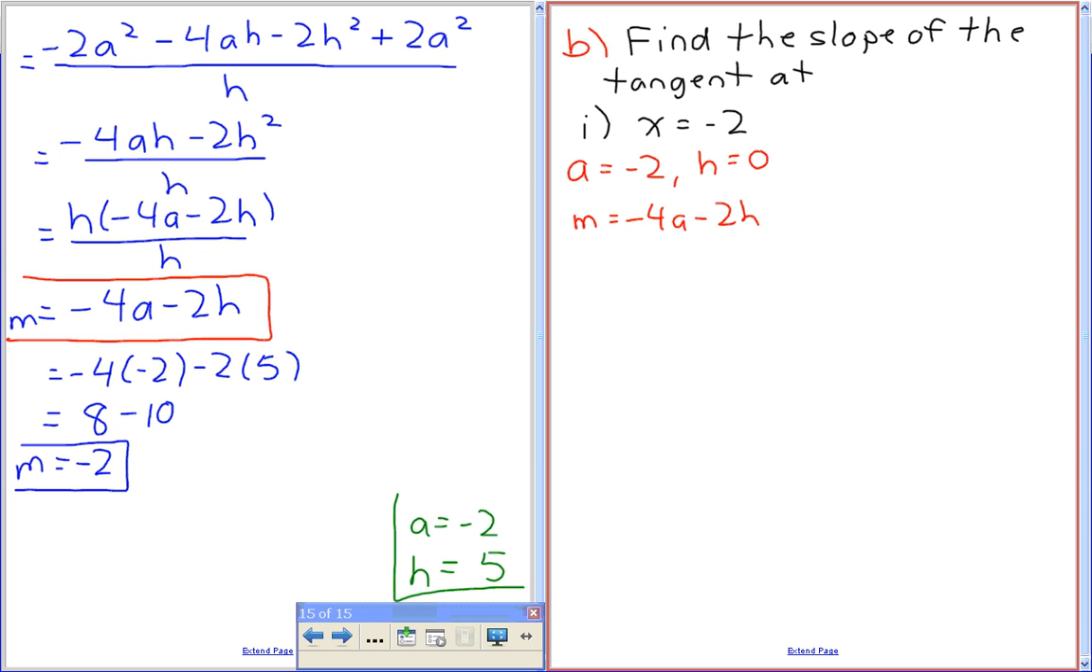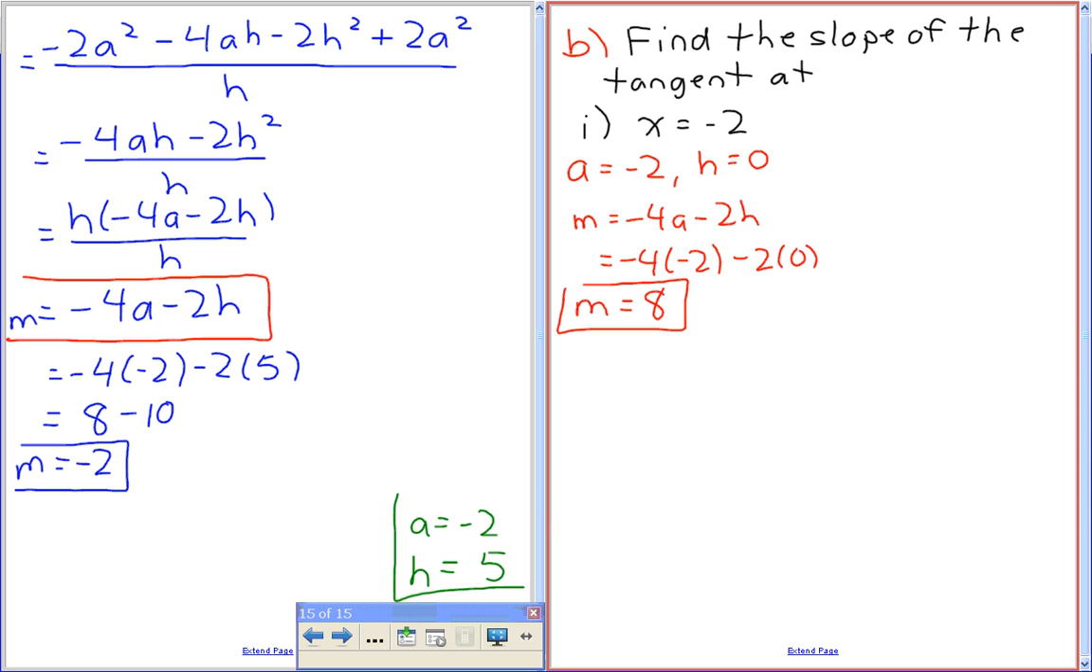Okay, so it's going to be negative 4 times negative 2 minus 2 times 0. The slope is going to be 8. See how easy that is? Is there a general equation without having to do this rough work? No, this is it, the rough work you have to do.